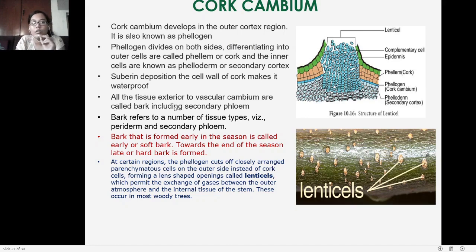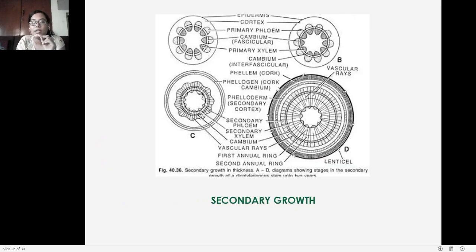Okay, now all the tissues exterior to the vascular cambium are called bark, including secondary phloem. So mainly the layers which are formed by the activity of this cork cambium, or phellogen, all these layers are called the bark layers.